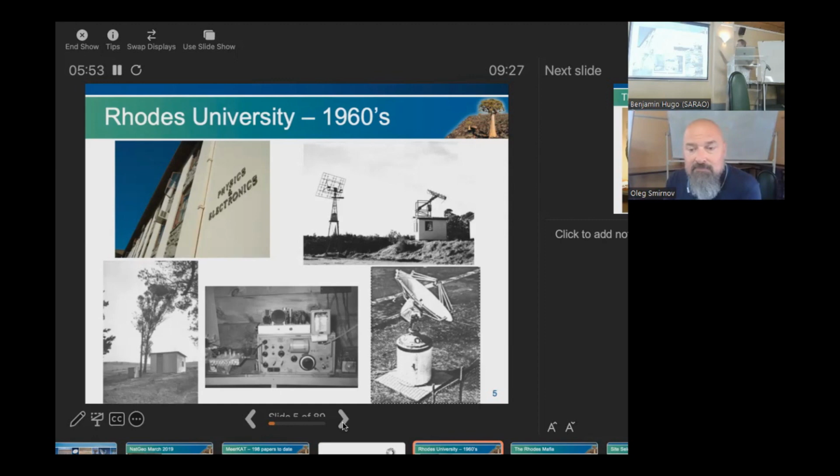And then it moved down the valley to get away from RFI. And then when I was a student, this little 2 meter dish used to stand outside the department, that was going to be looking at water vapor masers.